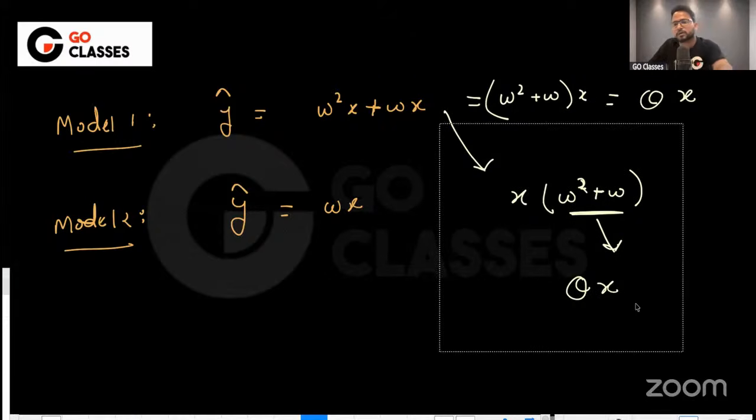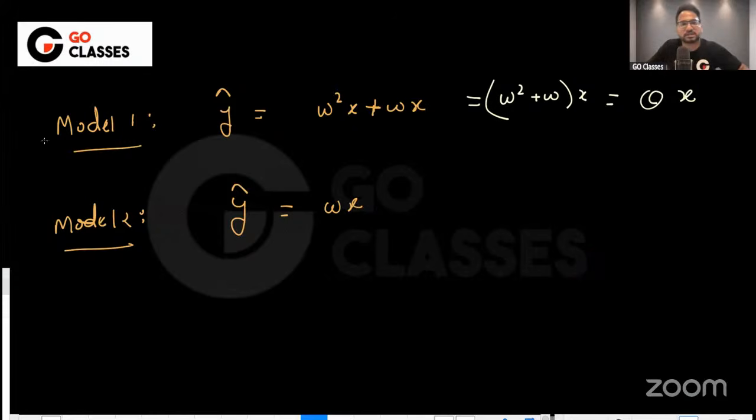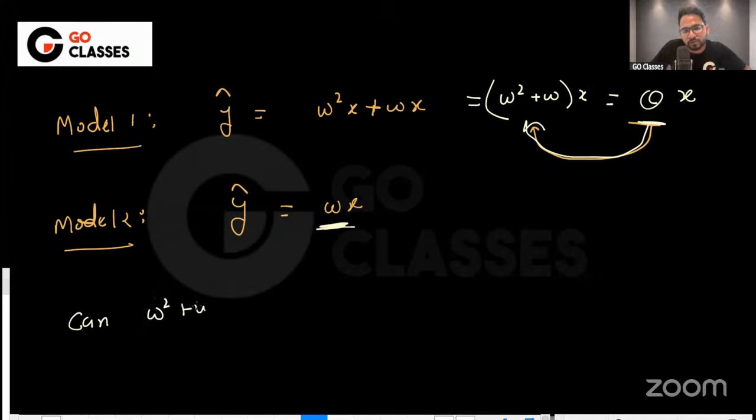Now the other one is wx, and this one is theta x. Do you think they will be the same? The interesting part here is that this theta could be restricted. W can take any value, right? But can this theta, this w square plus w, also take any value? Can w square plus w take any value?